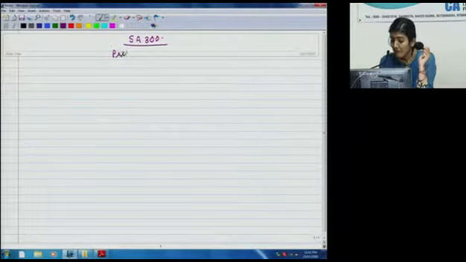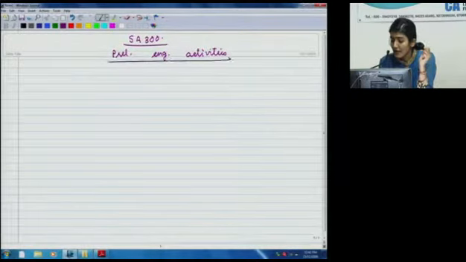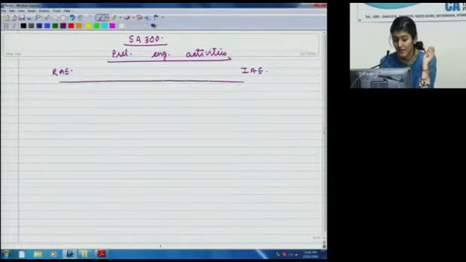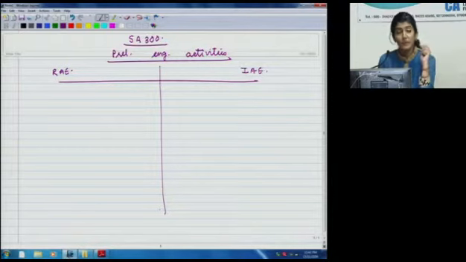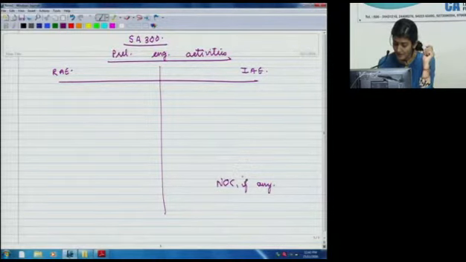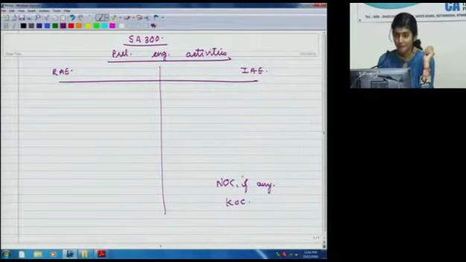Then an important question which we discussed in SA 300 was regarding the preliminary engagement activities. Right, for a recurring audit engagement and for an initial audit engagement. For an initial audit engagement, we had 2 extra points. No objection certificate, if any, from the predecessor auditor and knowledge of client's business.